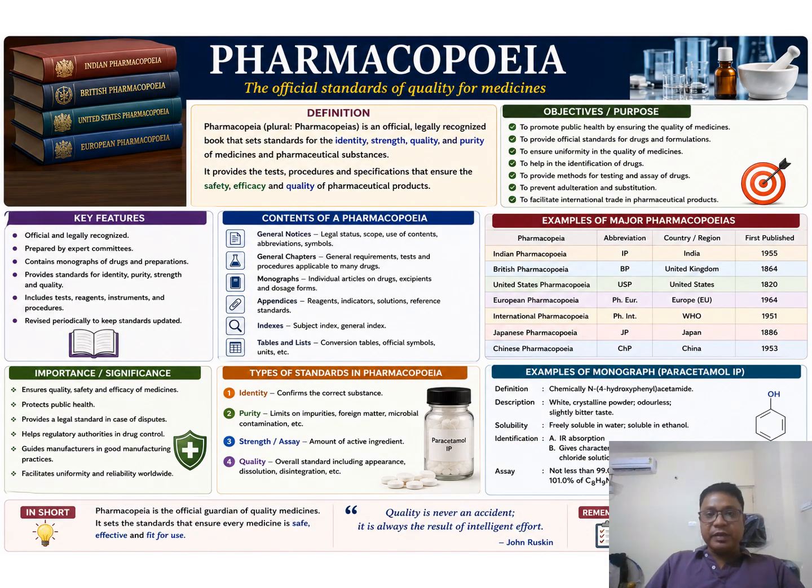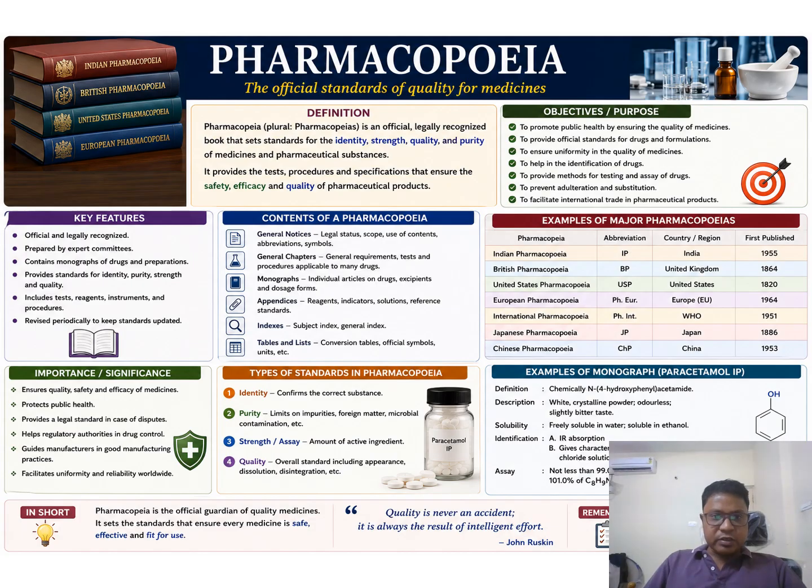Next is pharmacopoeia. So what is pharmacopoeia? Pharmacopoeia is an official, legally recognized book that sets standards for identity, strength, quality, and purity of medicines and pharmaceutical substances. It provides the test procedures and specifications that ensure the safety, efficacy, and quality of pharmaceutical products.